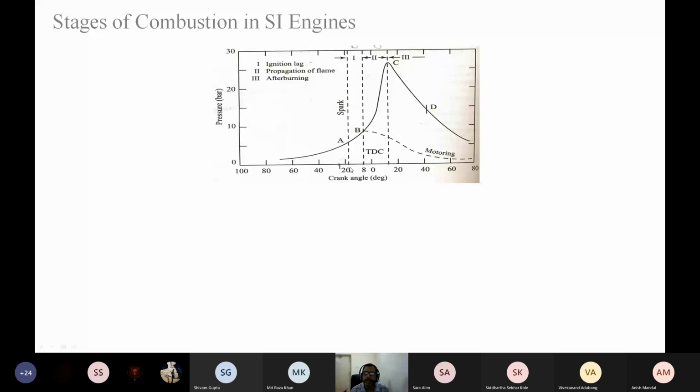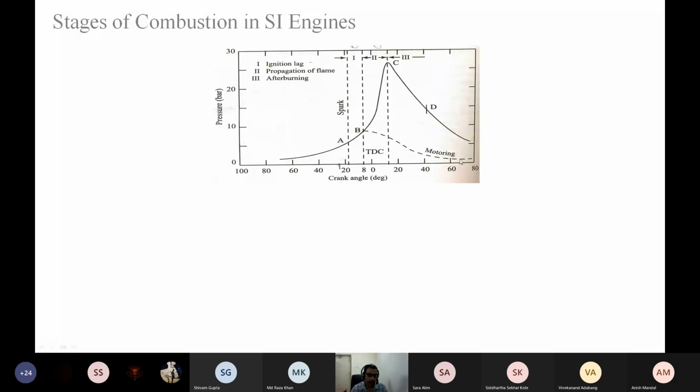Then what you are seeing here is that after the piston reaches about 18 degree before top dead center, a spark is created. And then up to the point B, that is 8 degree before top dead center, there is no difference between this thick line and the dash line. What is this dash line? We haven't covered it. This dash line is representing the motoring pressure.